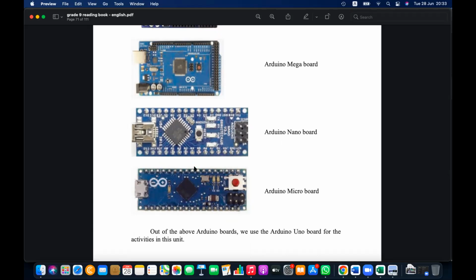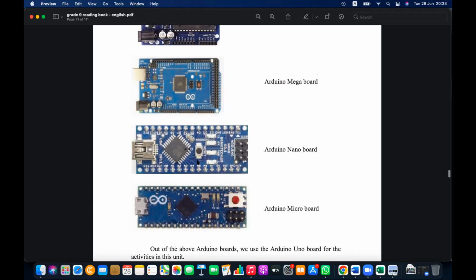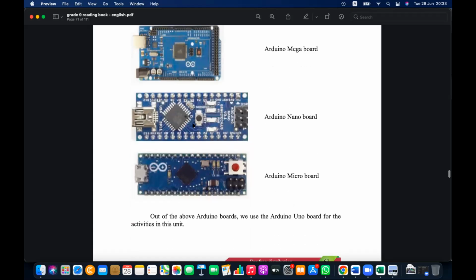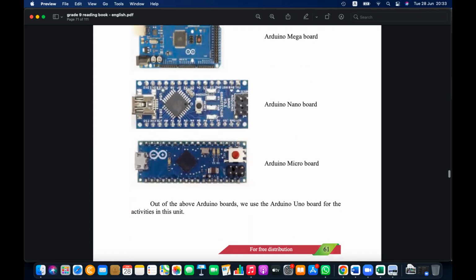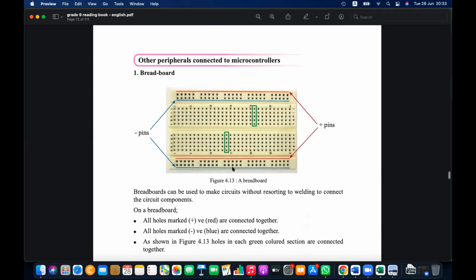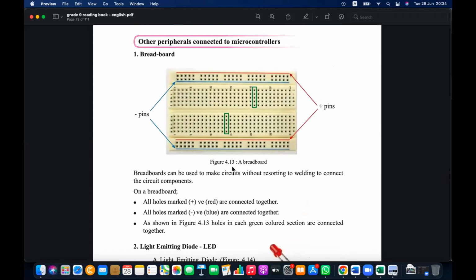Based on the project, you can decide which one to use. Arduino Mega definitely has more pins, and the Nano and Micro are smaller than Uno, right? Uno or Uno, different people pronounce it in different ways.